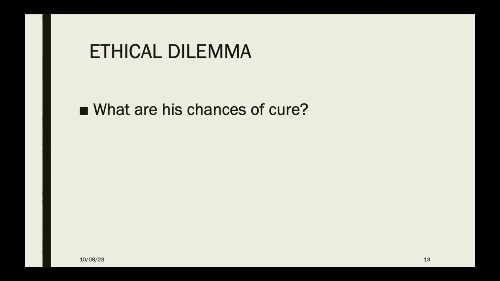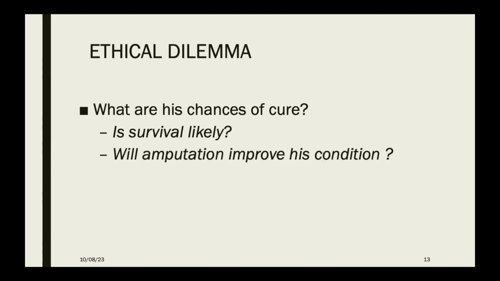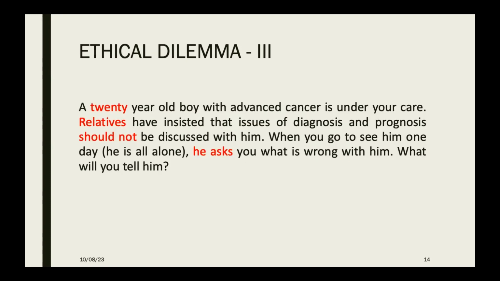Are we going to take the whole cancer out of his body? If we amputate the leg, are we also going to take out the metastasis from the lungs? Is it going to reduce? Okay, so this is one question. And when we talk about cure, is the survival of this patient likely? And will this amputation improve his condition further? Is it going to improve, or is it going to make it worse? So these are the questions that we need to answer in such patients.